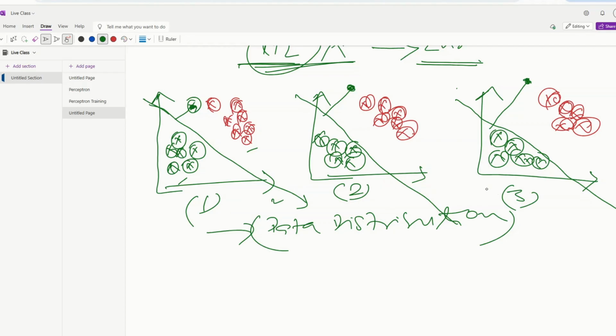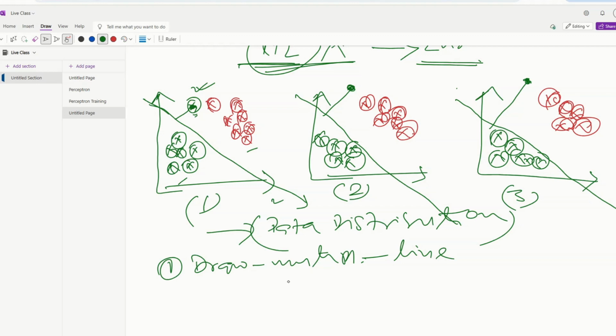Now I know that this point is getting misclassified. That's okay, we cannot find 100% accuracy. So I'm assuming that this point is misclassified. This point is falling in the wrong cluster. That's okay after training. But here, one thing we know is that we can draw multiple lines. I can find multiple lines which can separate my groups.